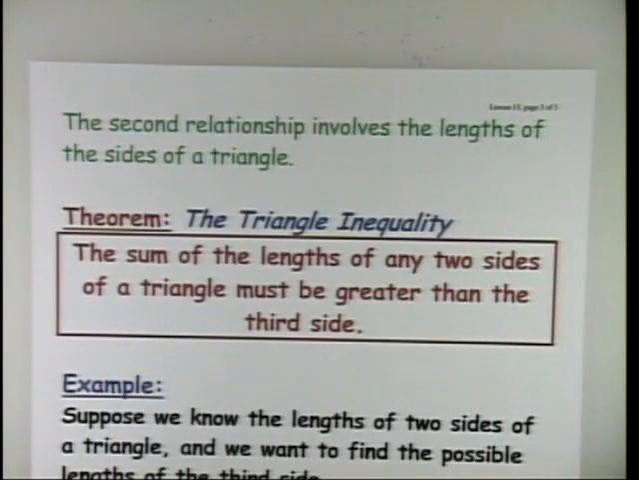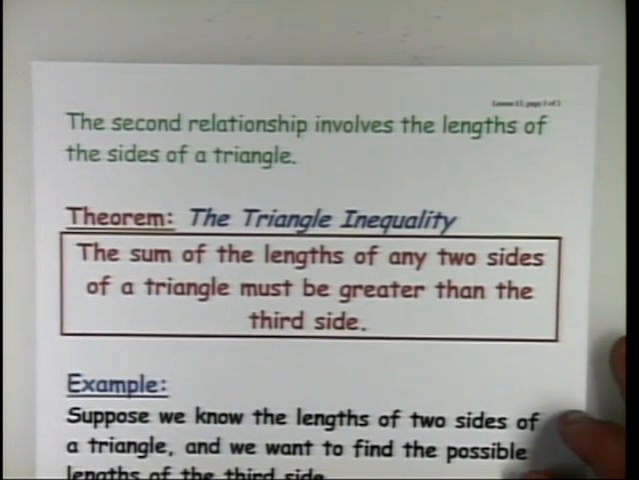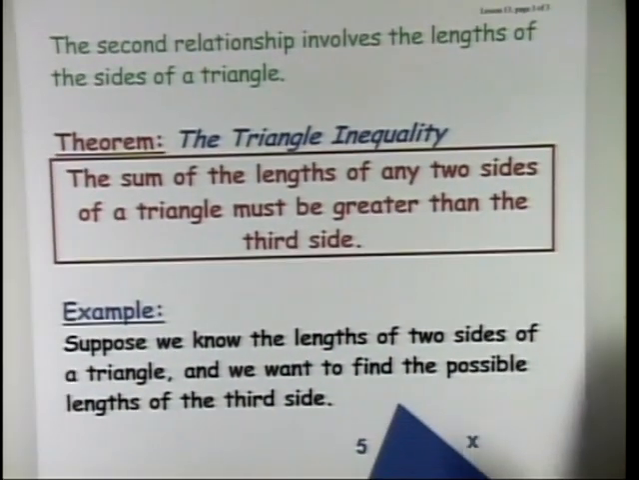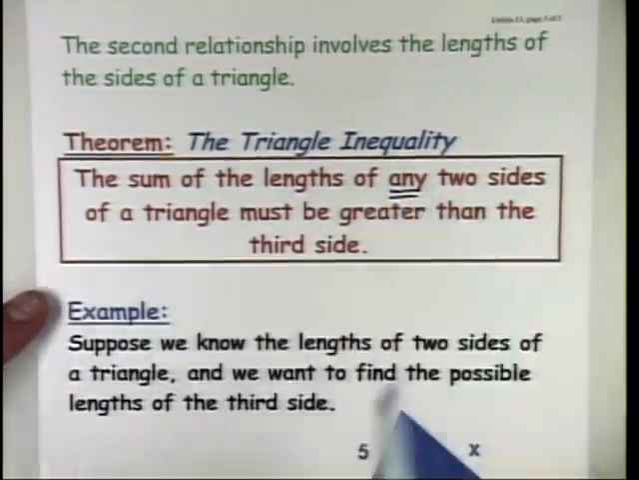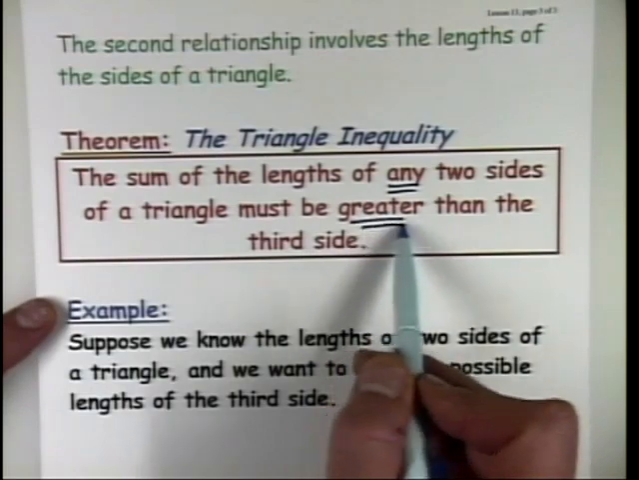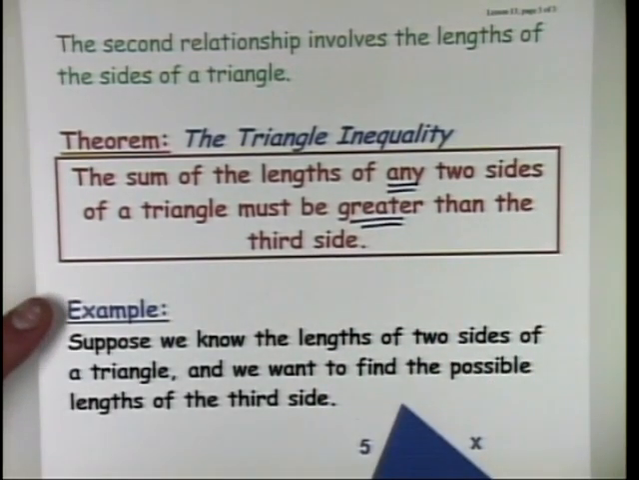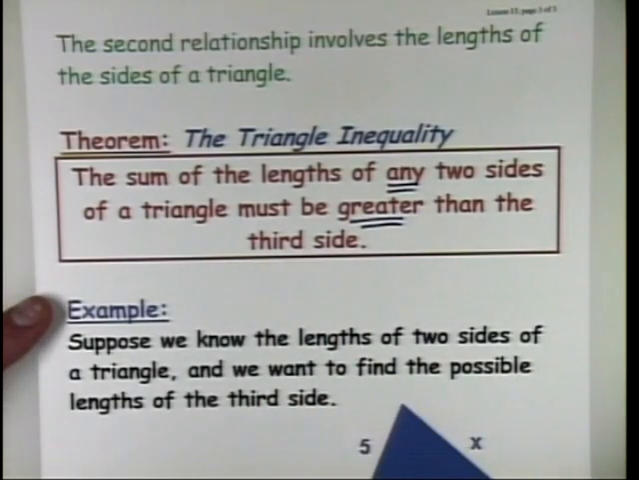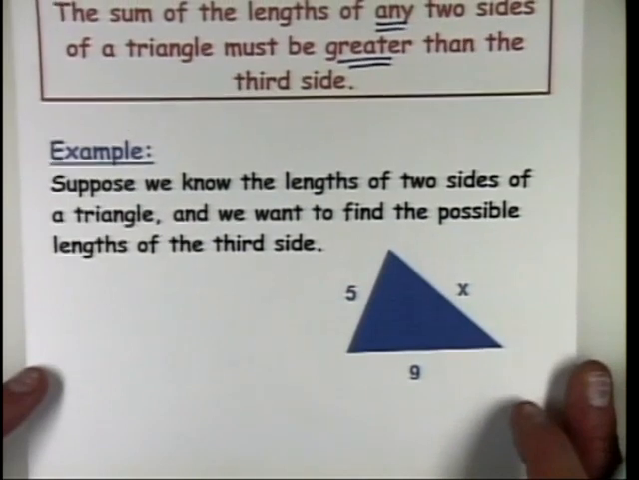The second important relationship involves the lengths of the sides of the triangle. And this is the big theorem here. It's called the triangle inequality. And here's what it says. It says the sum of the lengths of any two sides of a triangle, any of them, must be greater. That's strictly greater. Not kind of greater, not equal to, but strictly greater than the third side. Okay? That's real important. Let's put that into use.